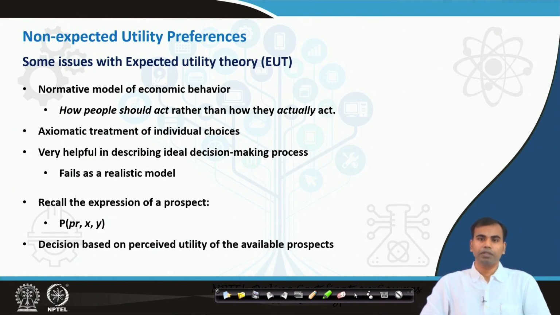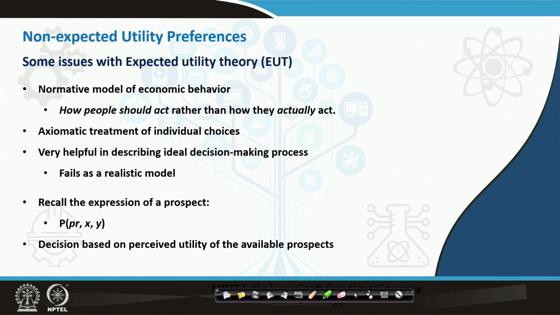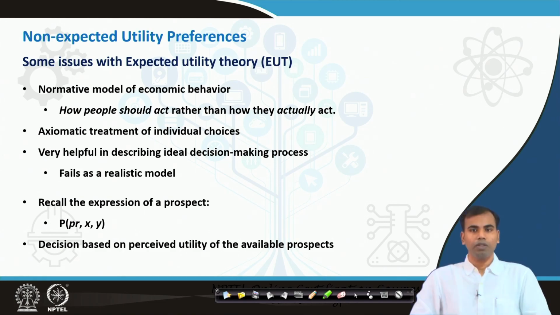Let us begin with some theoretical issues that expected utility theory faces. We understood that expected utility theory is basically a normative framework of decision making, where it is based on how people should ideally behave. Whereas, in the real world we know that people fail to behave in an ideal way, and their behavior might be far away from the ideal or the realistic framework which they can understand.